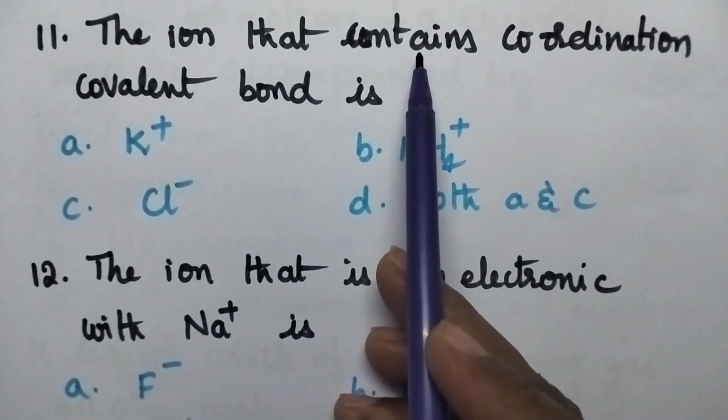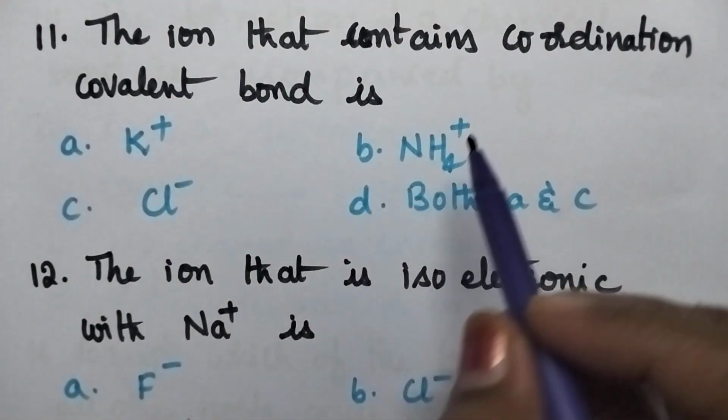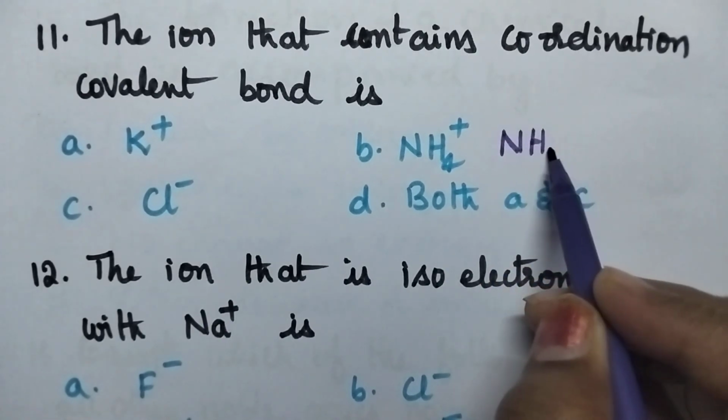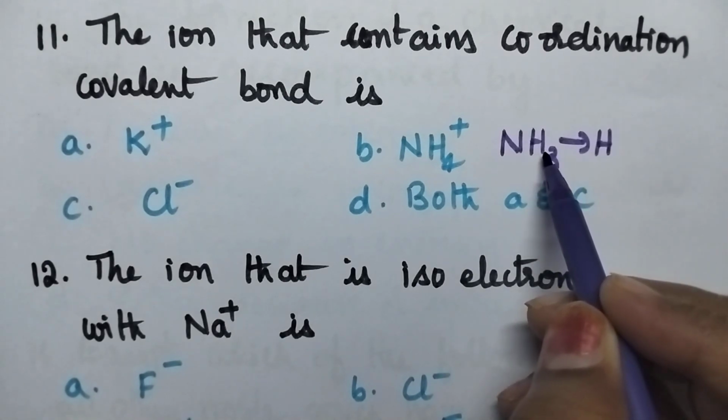The ion that contains a coordination covalent bond is: especially coming to the ammonium ion, always a coordination covalent bond is present in the ammonium ion.